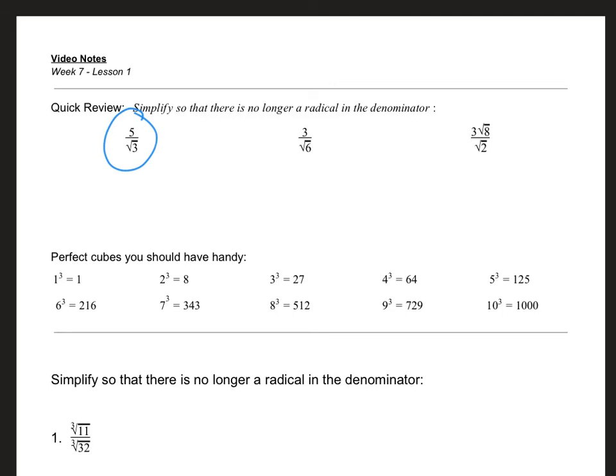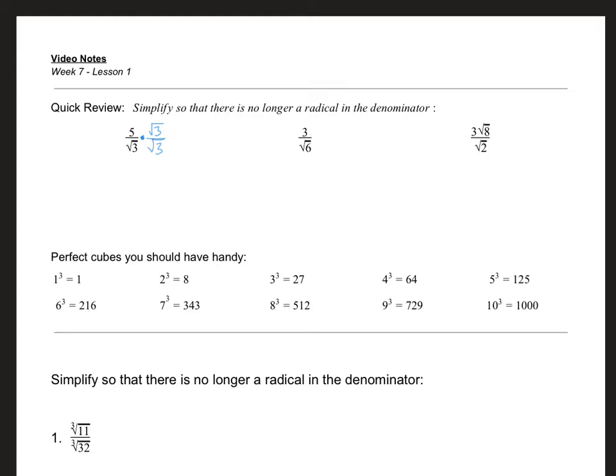So just to get us started here, let's do this review, right? So this 5 over square root of 3. So we know we got to get rid of that square root of 3 in the denominator. We know we have to multiply by a variation of 1, and that variation is going to be what the denominator is equal to, right? So we got to multiply by the square root of 3 over the square root of 3. Remember, square root of 3 over square root of 3 is just equal to 1, so we're not changing the value of this fraction. All we're changing here is how it's going to look.